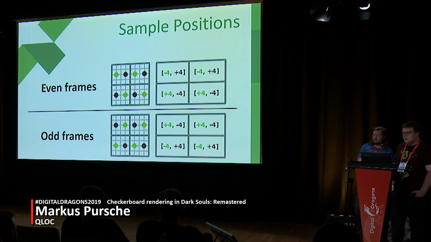The sample locations are also flipped every other frame to produce the alternating checkerboard pattern. On the screen, you can see the patterns produced on even and odd frames. It is very important that they are not flipped mid-frame, as that would result in different passes sampling from different positions, leading to corruption.